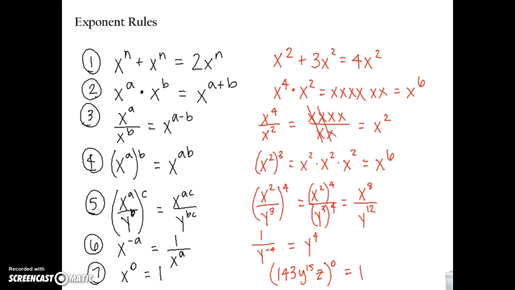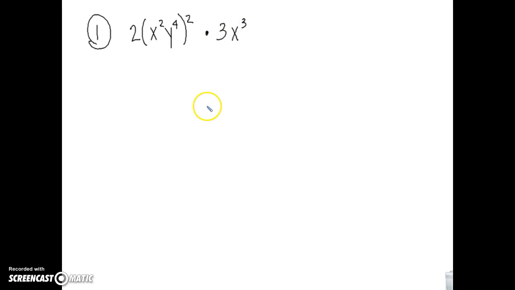Okay, so a couple of examples. All right, if we have 2 times x squared y to the 4th, squared, times 3x cubed. We have a lot going on here, so we're going to slowly break it apart.